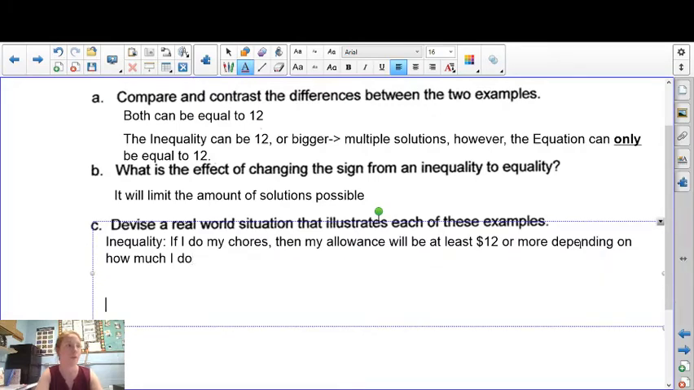Okay, what about the equation? x is equal to 12. I have exactly 12 other classmates in math class.